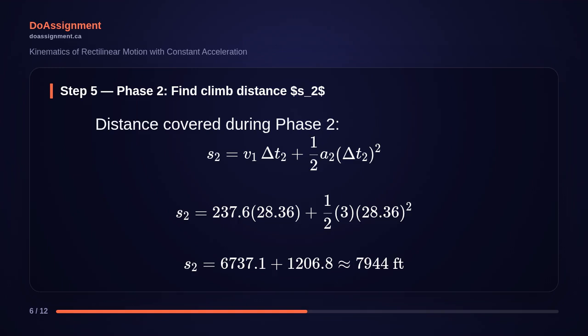The distance covered during the climb is found using the kinematic equation, S equals V naught times T plus 1/2 a t squared. This gives 6737.1 plus 206.8, which is approximately 7944 feet.